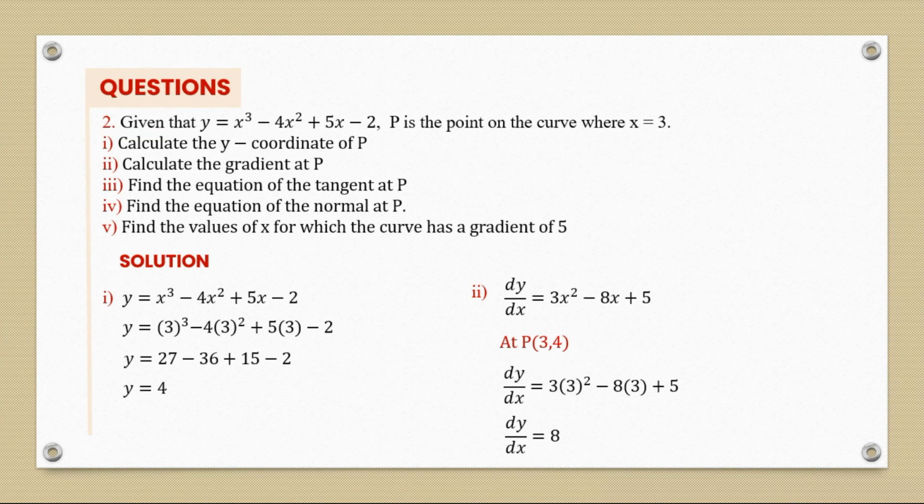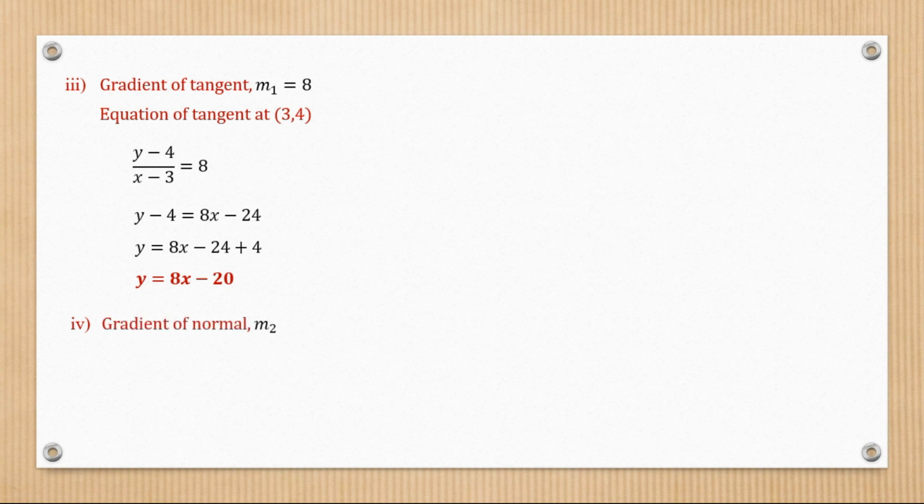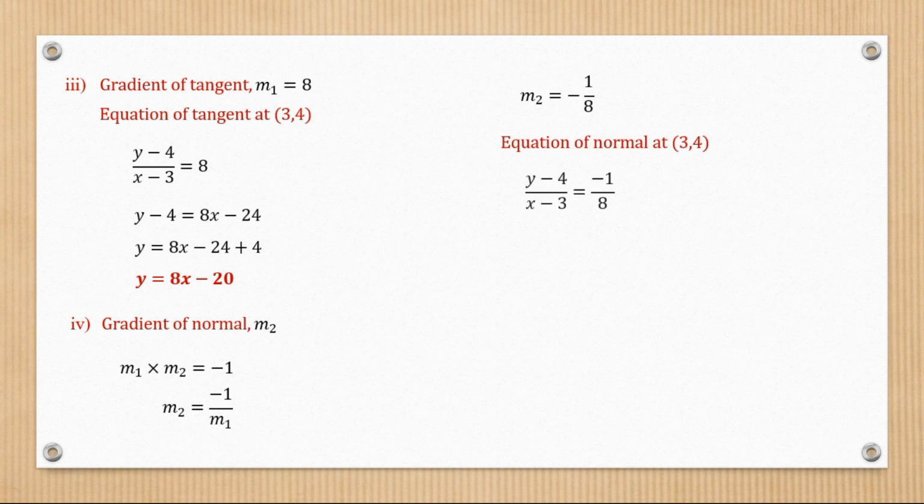So next, I was being told to find the equation of the normal at P. Alright, so now we can find the gradient of the normal m2. We know that a tangent is perpendicular to the normal, so therefore m1 times m2 shall be equal to -1. So to find the gradient of the normal, m2 shall be equal to -1 over m1, which is the same as -1/8. So now I can find the equation of the normal at point (3, 4), which shall be (y - 4)/(x - 3) being equal to -1/8.